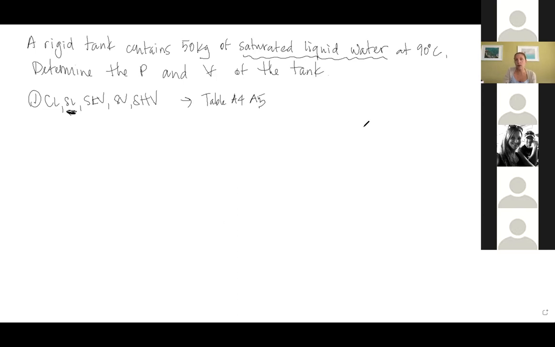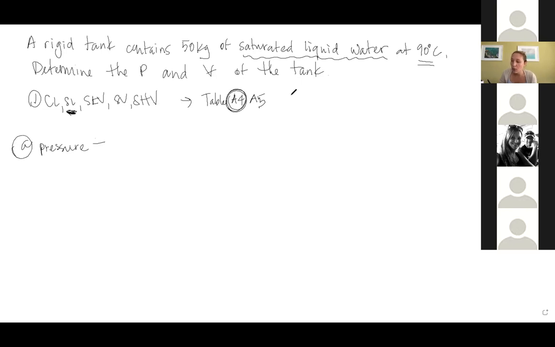And we know that we are given a constant temperature. So we are going to be using table A4. So then we can go to the tables, figure out what values we want. For part A, we're looking at pressure. So this is easy. We have a saturated liquid. We're interested in saturated pressure, and we are given the temperature.